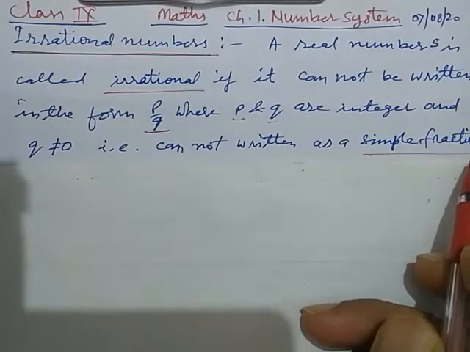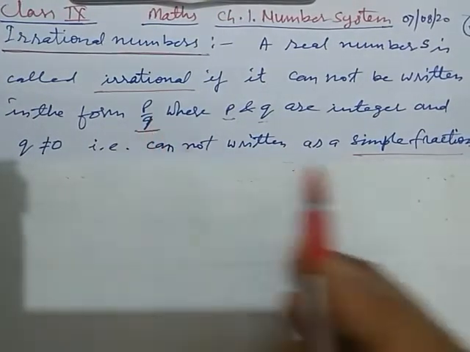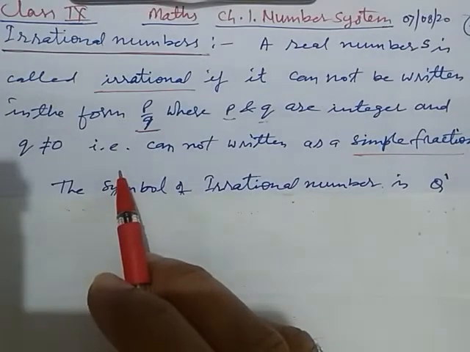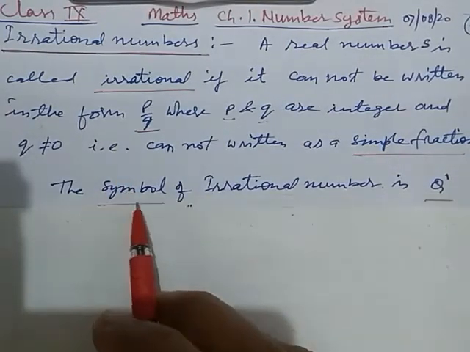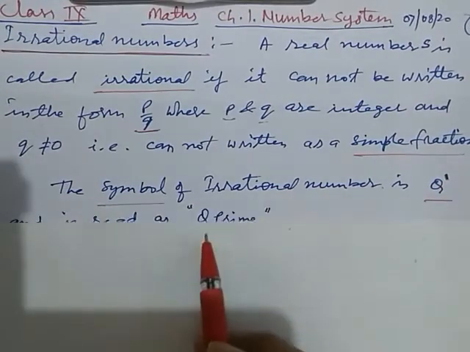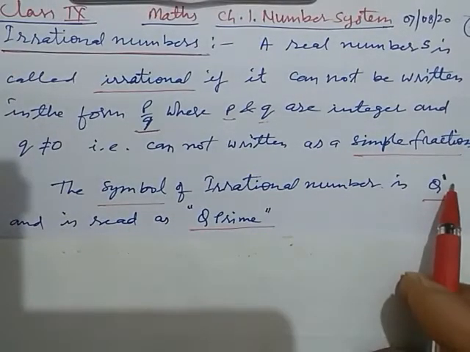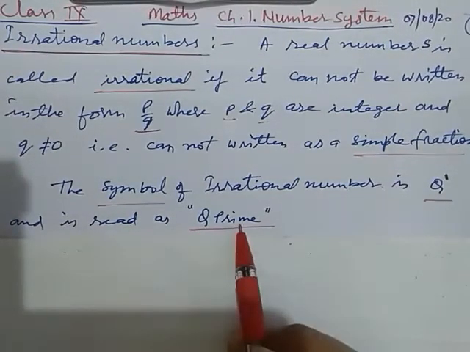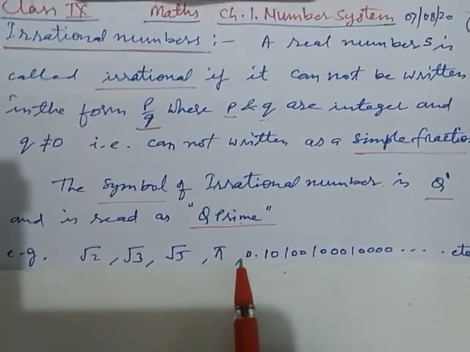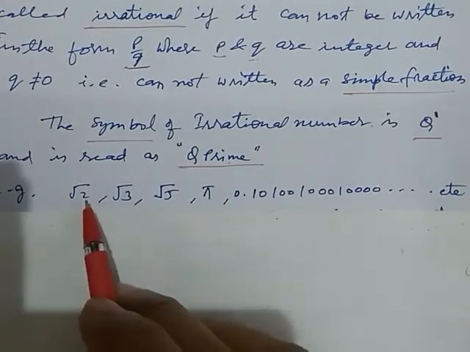If we cannot represent our number in p by q form, that is a simple fraction, then we say that number is an irrational number. The symbol of irrational numbers is Q prime, and it is read as Q prime. We can say Q dash, or we can say Q prime. This is the symbol of irrational numbers.